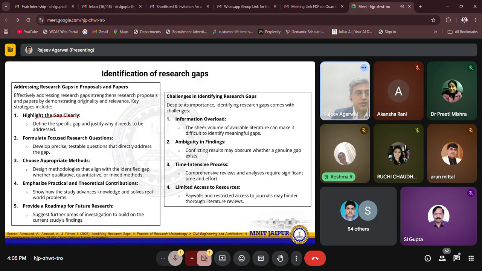As I told, you need to identify and formulate the research question very effectively. Precise, testable question which directly addresses the gap. Then you have to design a methodology to align with this identified gap. Emphasize practical and theoretical contribution. Provide a roadmap.